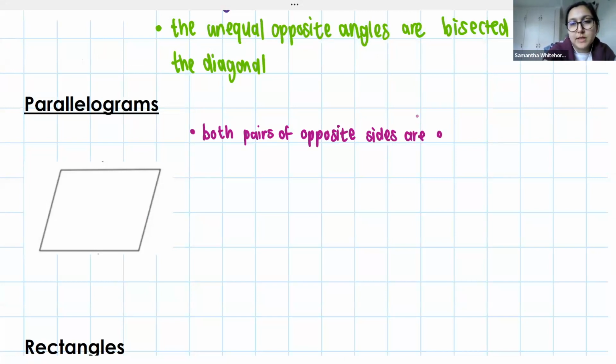Now remember, we use a line on our diagram to illustrate that. So, whoopsie, let's try to do that a bit better. Those opposite sides are equal to each other. Those opposite sides are equal to each other. So the length of them equal.